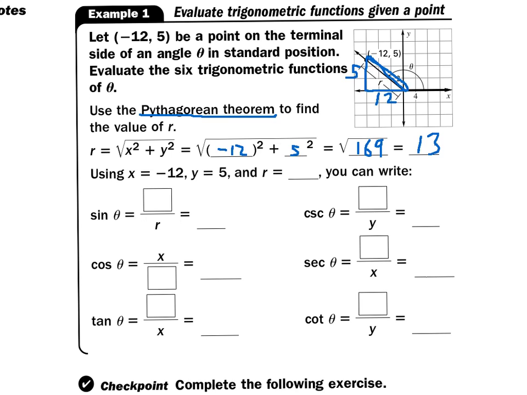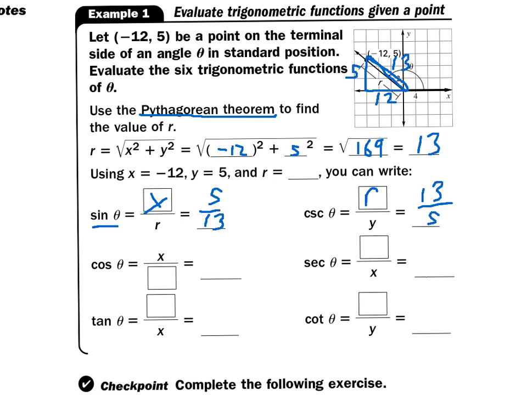So when I'm trying to find the sine of theta, now I know 13 over here. I can figure that out by doing opposite over hypotenuse. Opposite would be 5 in this situation, but I guess they want us to put the y. So I end up with 5 over 13, and cosecant would be 13 over 5.